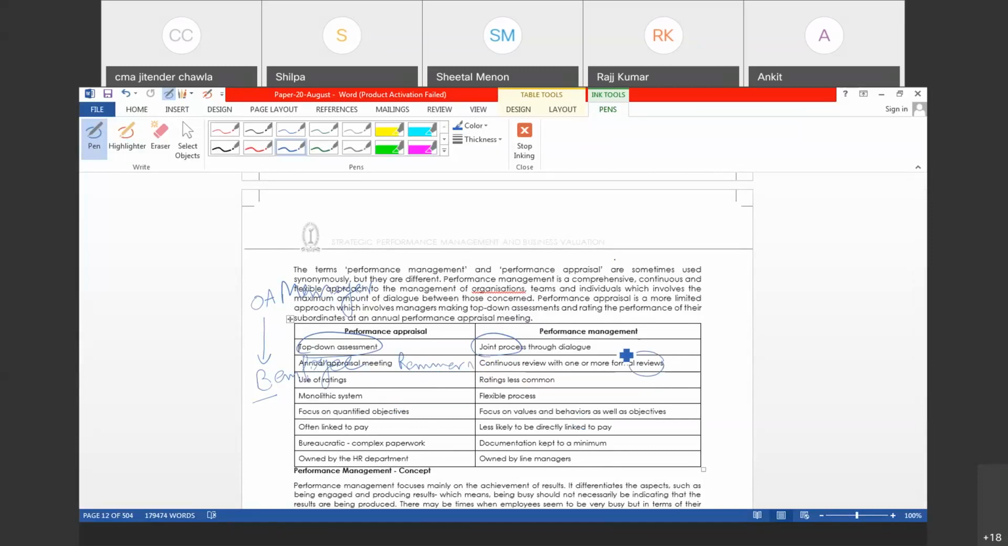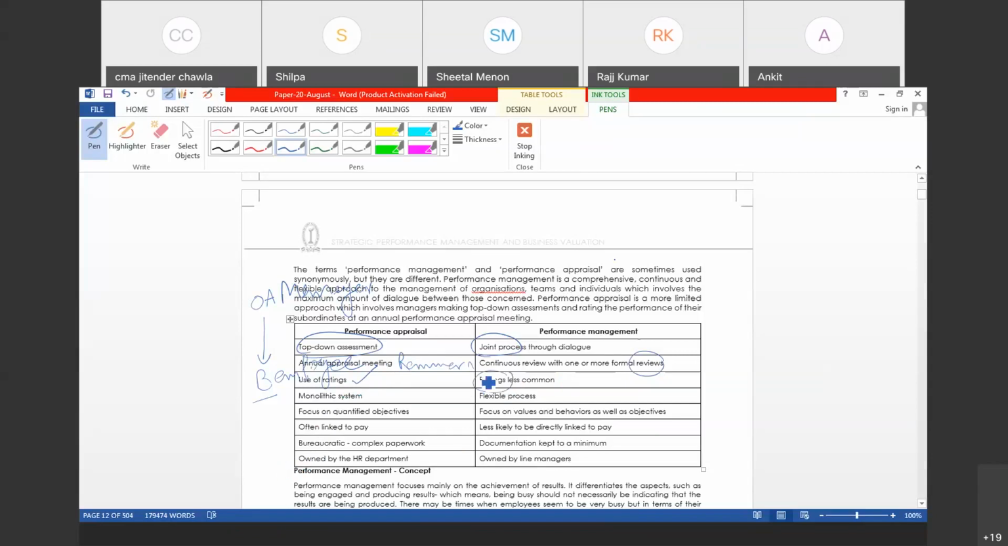Performance appraisal is a monolithic system, while performance management is flexible. It does involve use of rating, whereby you are rating categories of employees, high performing employees, low performing employees. So you can ask why you are doing rating. The rating will give you some idea regarding the remuneration that can be given, while in performance management, rating is less of a concern, right?